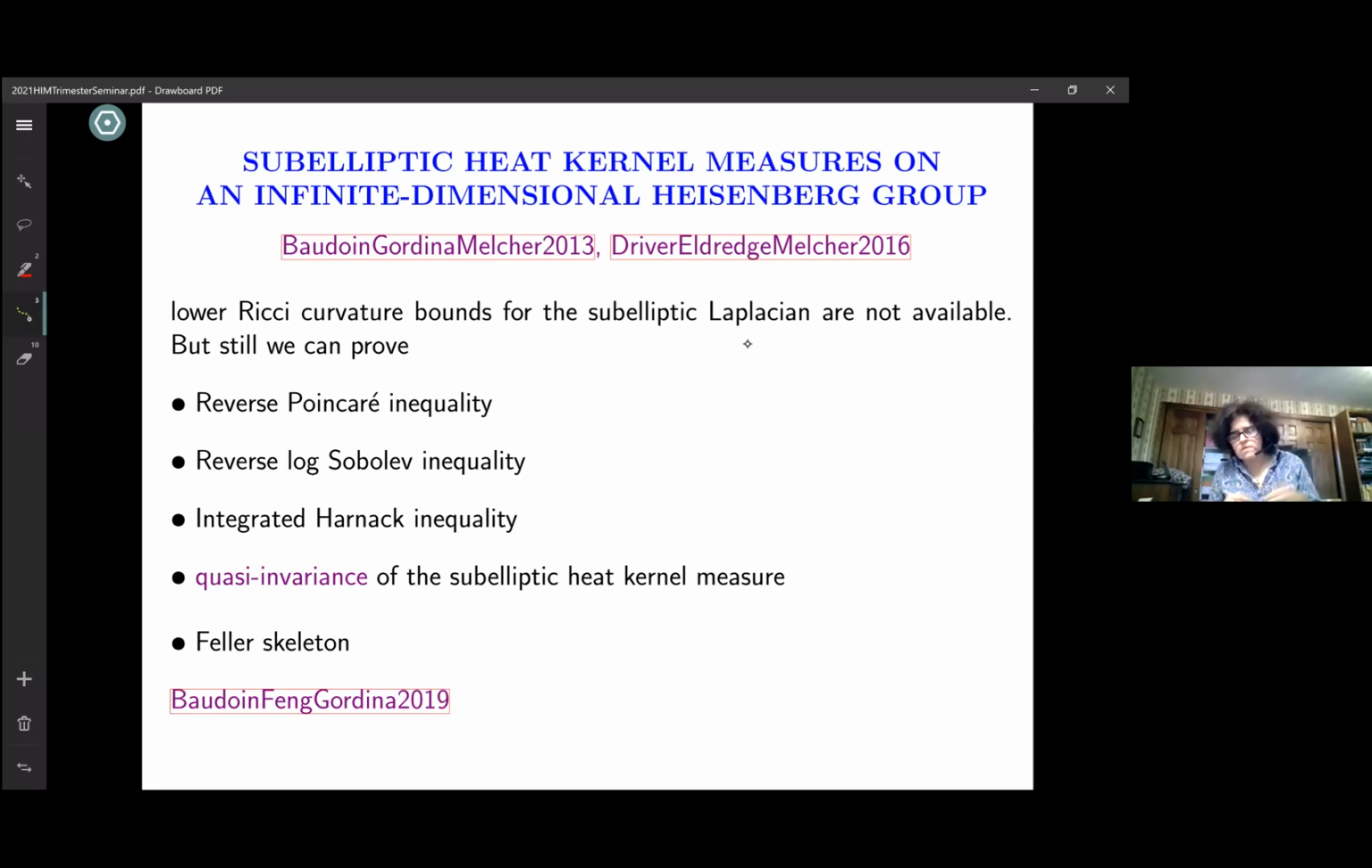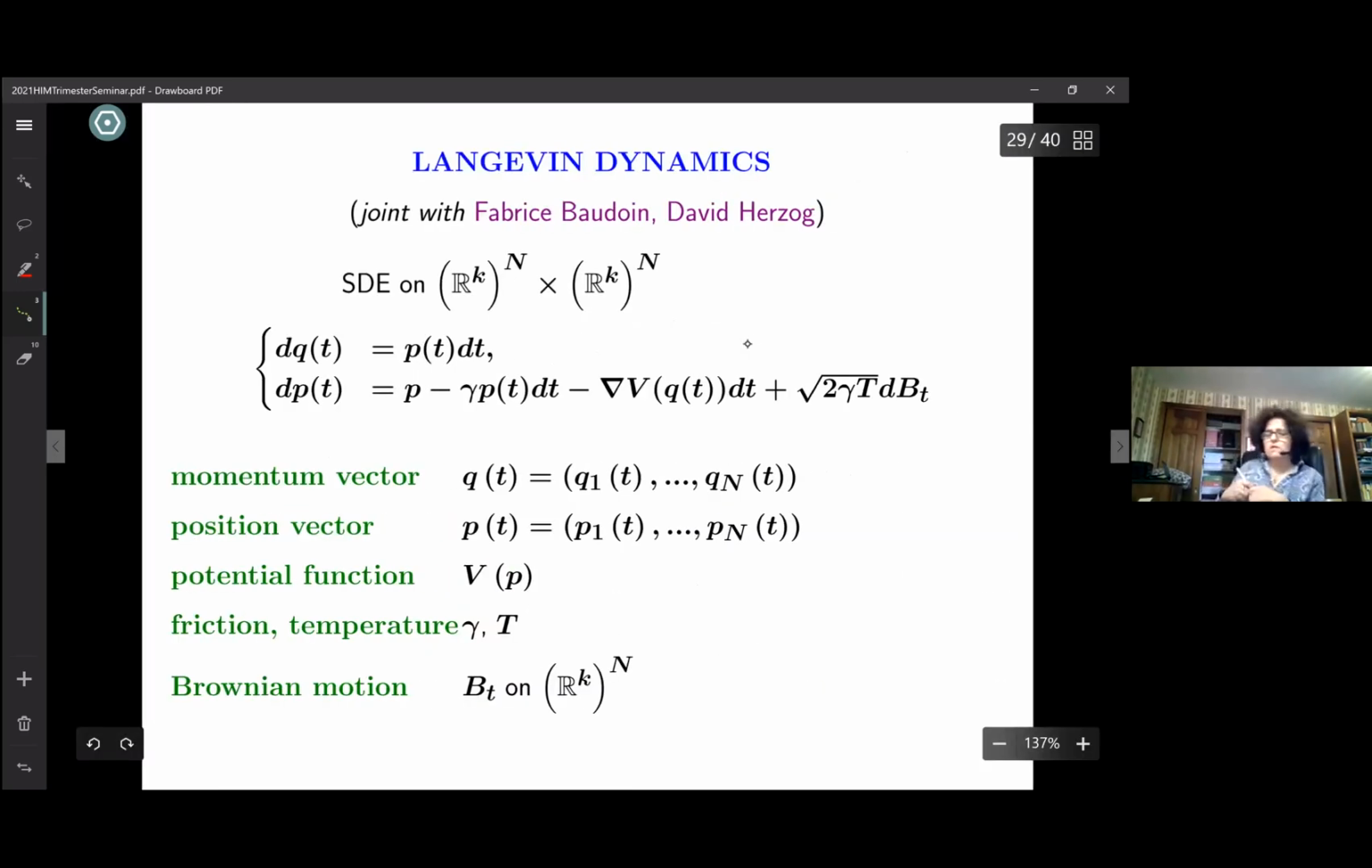Later, Bruce Driver, Nate Eldredge, and Tai Melcher gave a different proof, which relied more on multivariate calculus for this result. There are some other developments for which we still don't have any results, so I will not talk about that. There was also a different approach to this infinite dimensional hypoelliptic setting that we developed with Fabrice and his PhD student, Qi Feng, which is very geometric. We proved quasi-invariance and integration by parts, things on path spaces and things like that.